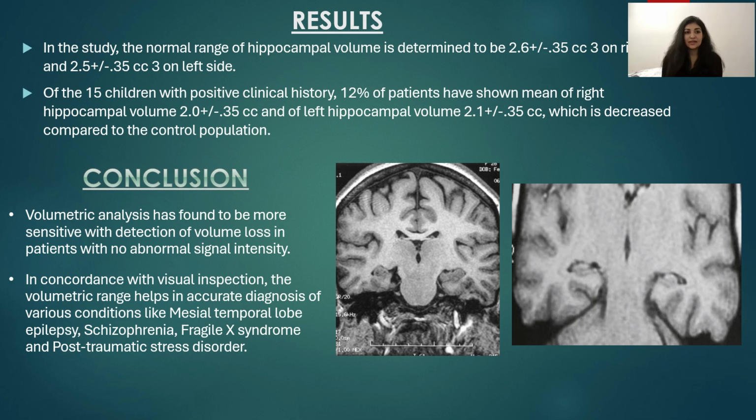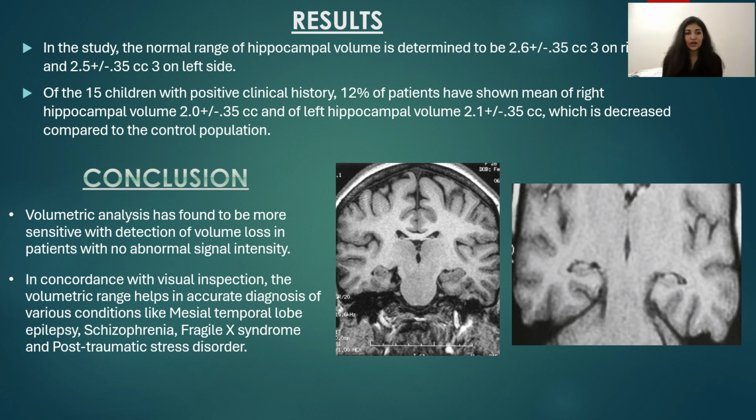Coming to the results, in the study, the normal range of the hippocampal volume is determined to be 2.6 plus or minus 0.35 cm³ on the right side and 2.5 plus or minus 0.35 cm³ on the left side. Of the 15 children with positive clinical history, 12% of the patients have shown mean of the right hippocampal volume as 2.0 plus or minus 0.35 cc and of the left hippocampal volume 2.1 plus or minus 0.35 cc, which is decreased compared to the control population.